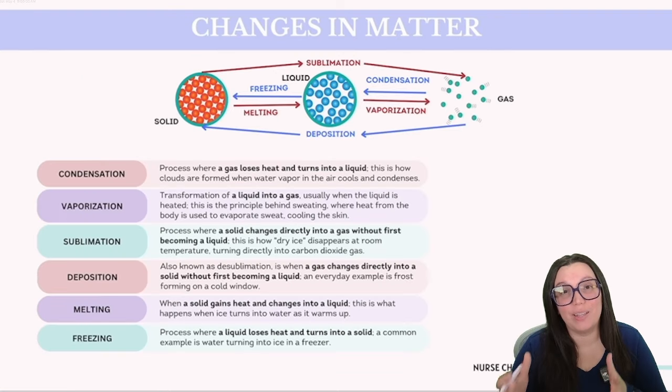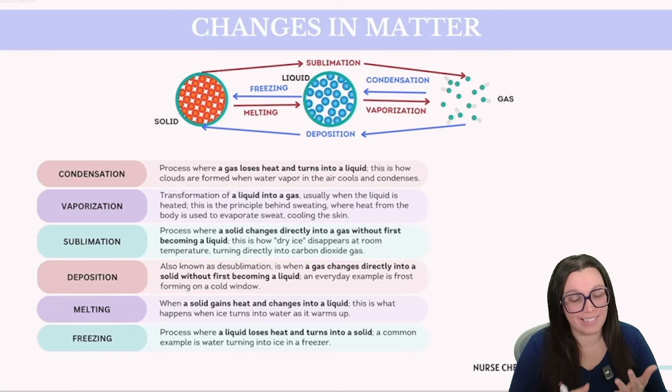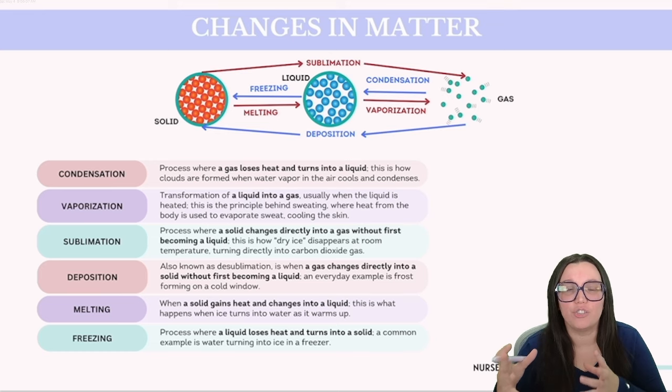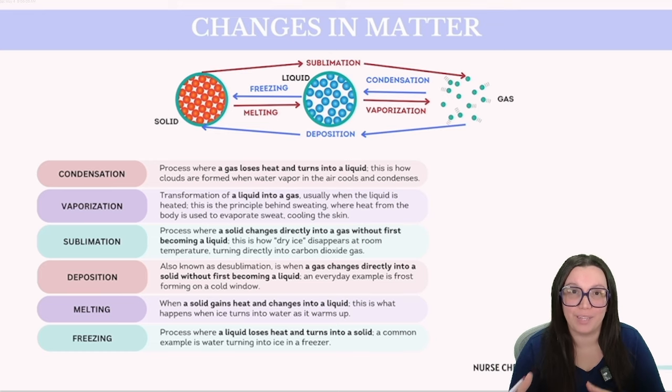In addition to knowing that matter exists in these three states, solids, liquids, and gases, you also need to know the six transformations that can take place between them. Let's discuss each one of these in detail.